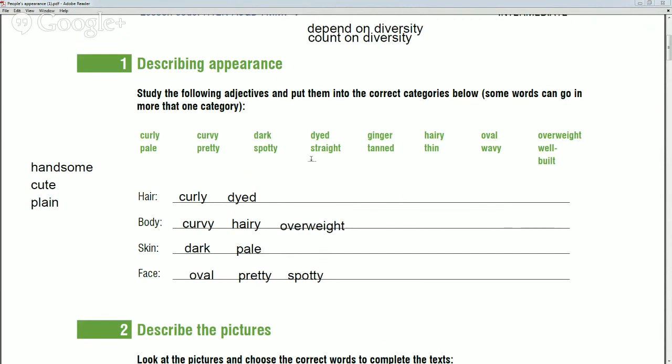Okay. Bakri, where would straight go? Straight with hair. Straight hair. Okay. And how about tanned? Tanned skin. Tanned skin, yes. Okay, and how about thin? Thin body. Yes. Thin. And then wavy. Wavy hair. Yes, wavy hair. And do you need me to show you a picture of that? Yes. Because you guessed it, but it sounded to me like you weren't completely sure.